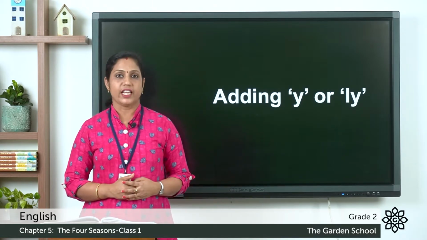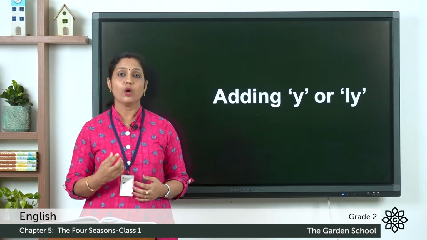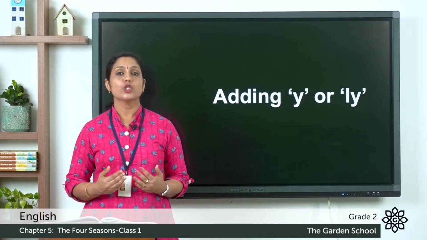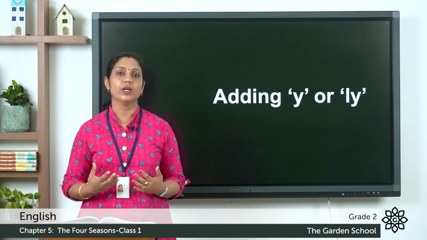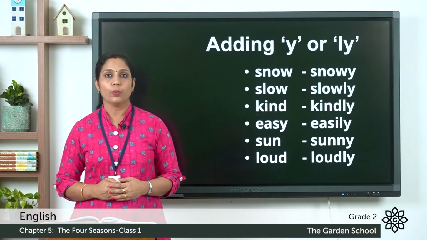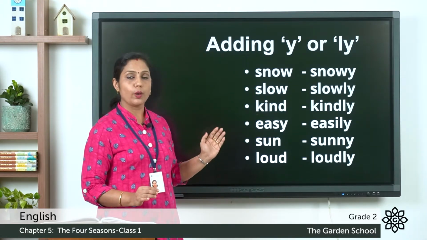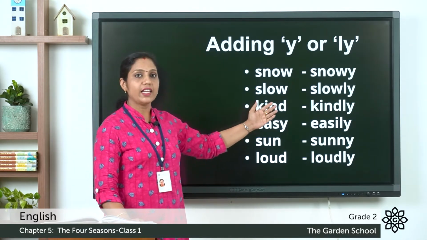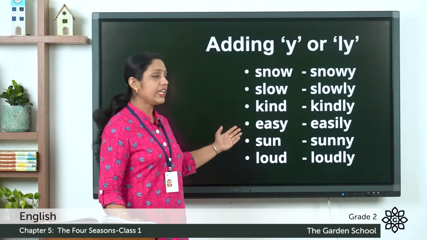So you have some words in the textbook. You can write down these words in your notebook and you should find whether we should add Y or LY to these words. For example, the word snow. Snow becomes snowy. So we have to add S-N-O-W-Y. We add Y, the word becomes snowy. So write down the words first. You can write snow becomes snowy. You just add Y to the word. The next word, slow. Slow becomes slowly. So we added L-Y to the word. Kind becomes kindly. We added L-Y to the word kind. So it becomes kindly.